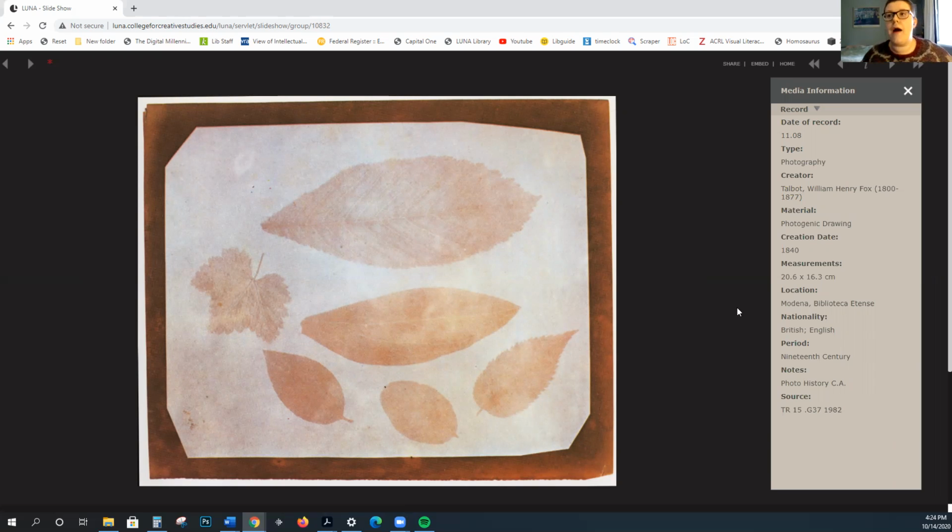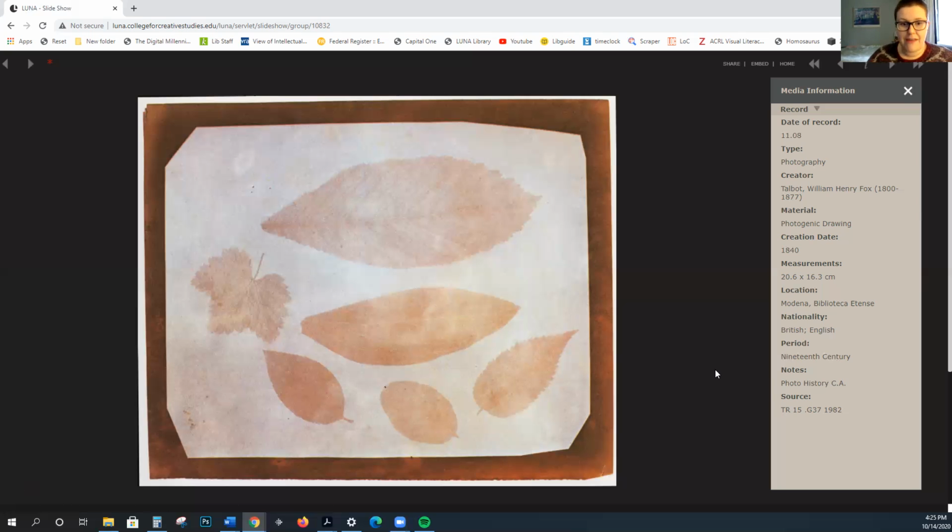But the problem was that those chemicals would deteriorate in the sunlight. So what you see here, the whiter areas are deteriorated, and you can see the leaves here. But the problem was, once you decided that you were done and you wanted to just have that image, there was no way to fix this image. So it would continue to deteriorate in light. So this was a really big problem.